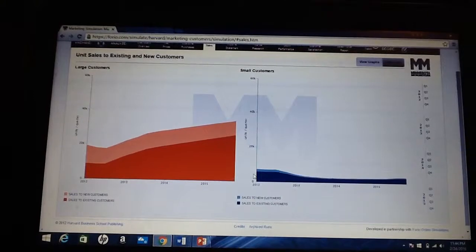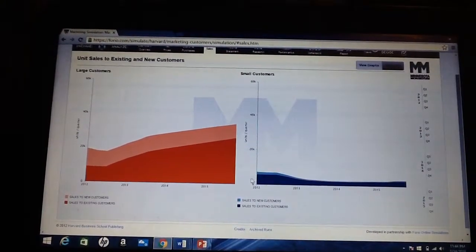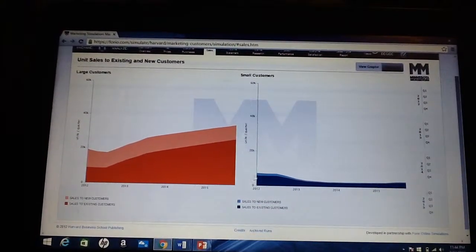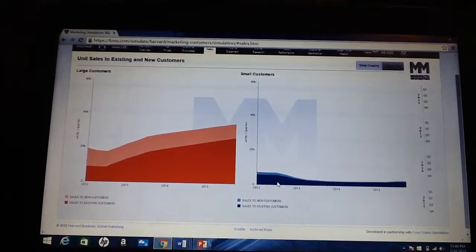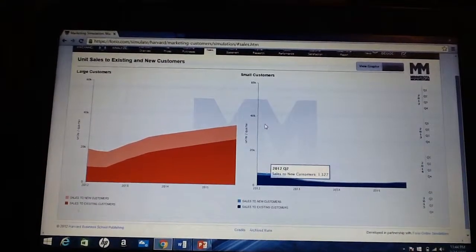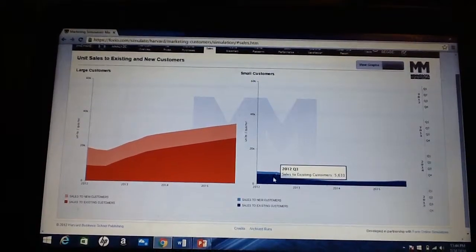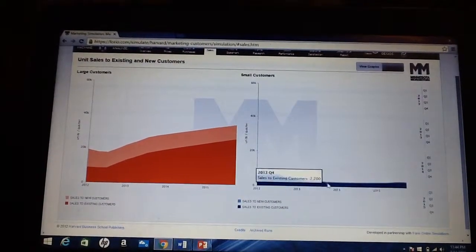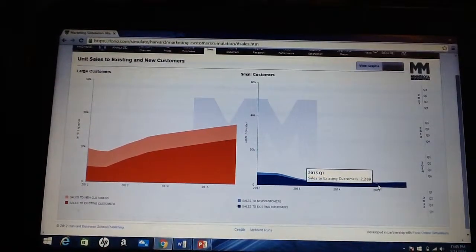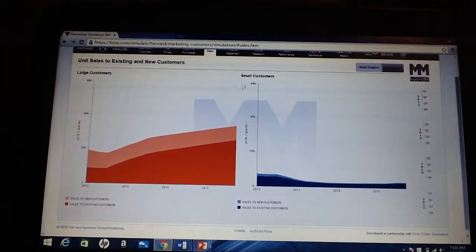This is the small customers, the dark blue being existing customers and the light blue being new customers. Small customers were not as important to me as the larger customers, even though they are still a crucial part. Their amount of purchases they made were not as crucial to my revenue and profits.